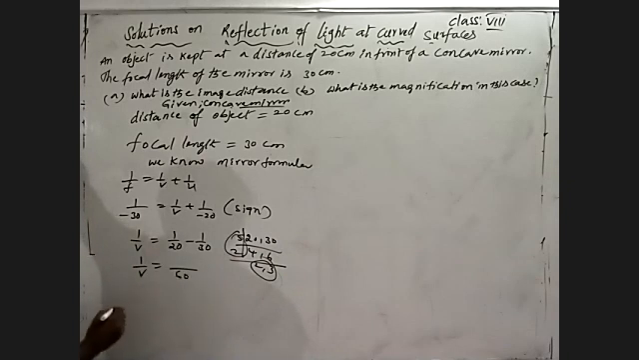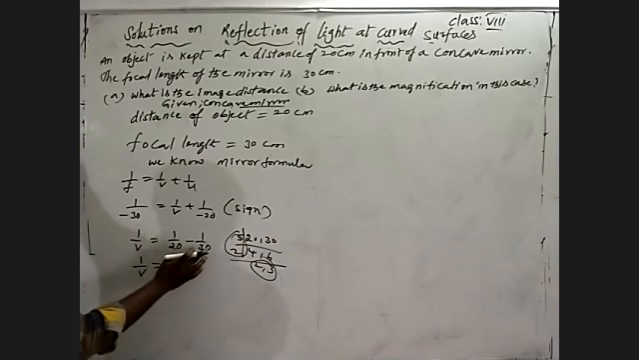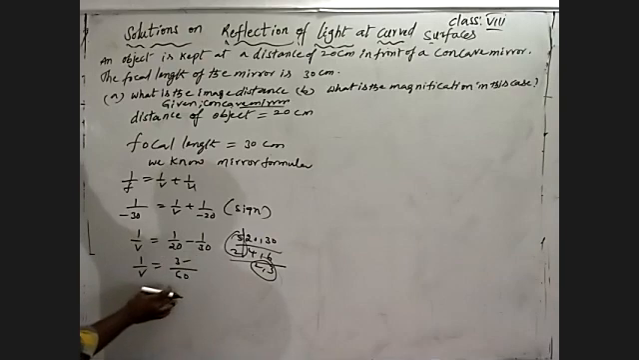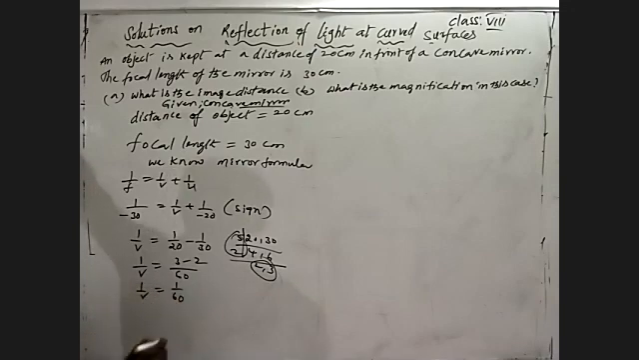60. 3 times 6 is 18, 6 times 10 is 60... 3s are 3, and here how much can you get? 30. 2s are 2. Okay, and coming to 1 by v, how much do you have to get? 1 by 60. 1 by 60.